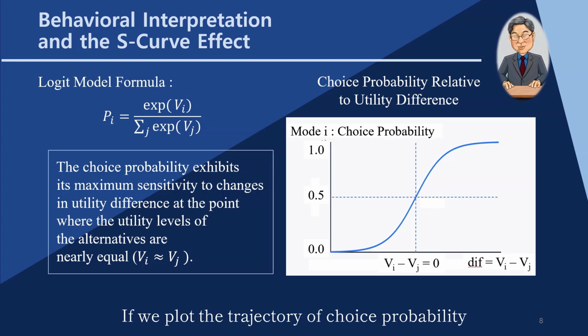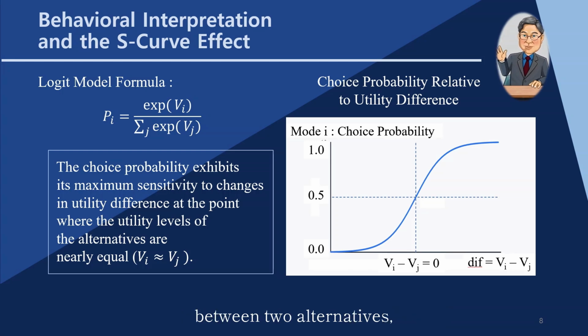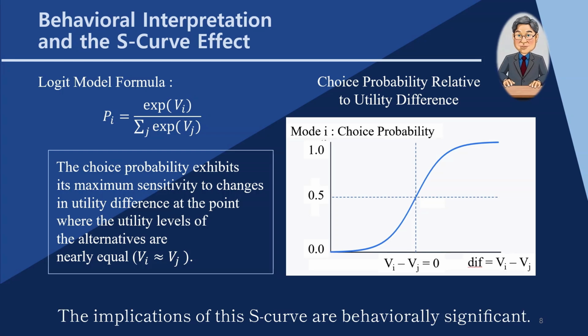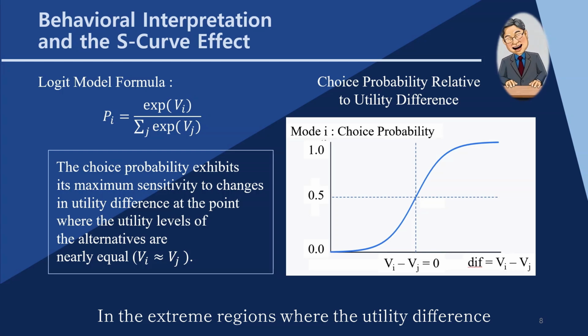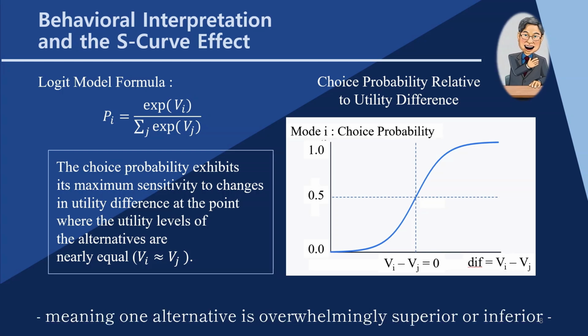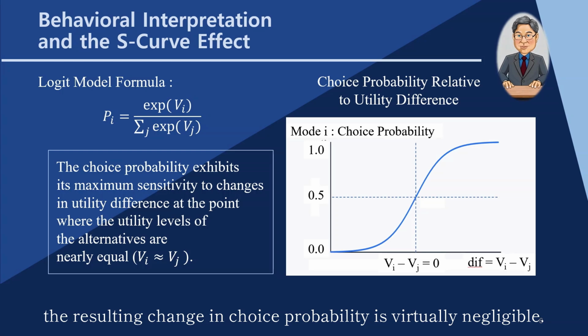If we plot the trajectory of choice probability relative to the utility difference Vi minus Vj between two alternatives, it takes the form of a typical S-curve as shown in the graph. The implications of this S-curve are behaviorally significant. In the extreme regions where the utility difference is exceptionally large in absolute terms, meaning one alternative is overwhelmingly superior or inferior, even if the utility difference changes, the resulting change in choice probability is virtually negligible.